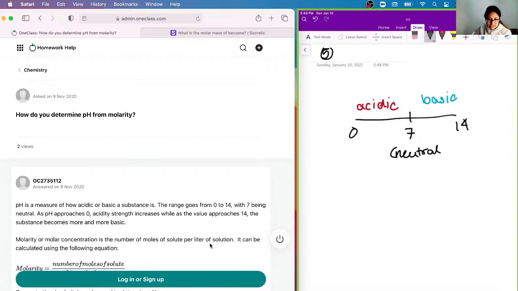And so as pH approaches 0, the acidity strength increases, while as the value approaches 14, to the right-hand side, the substance becomes more and more basic. And so molarity or molar concentration is the number of moles. So let's write molarity.